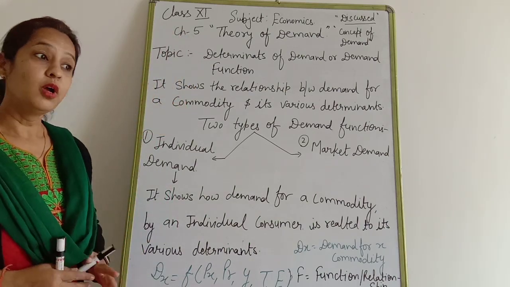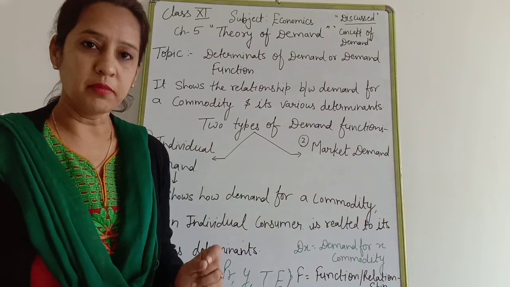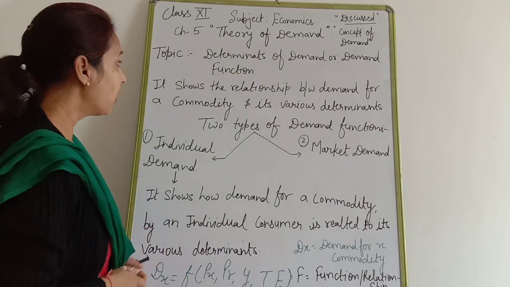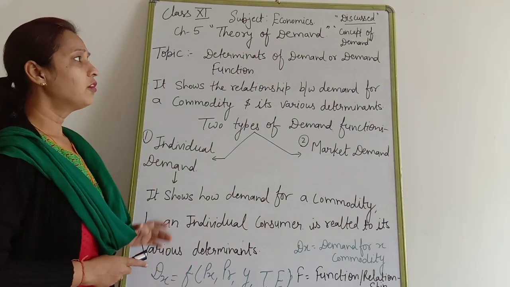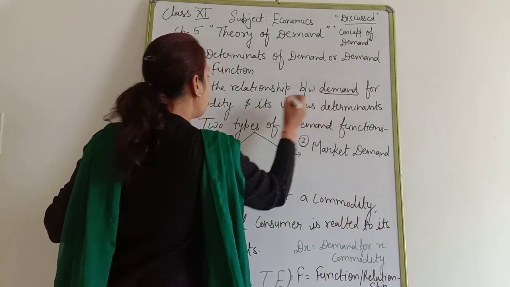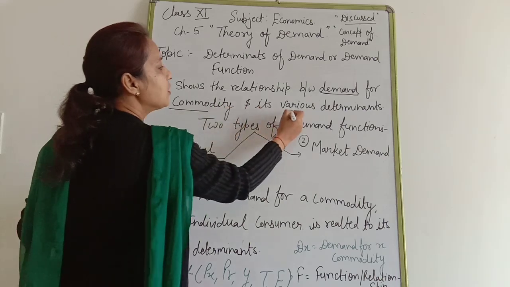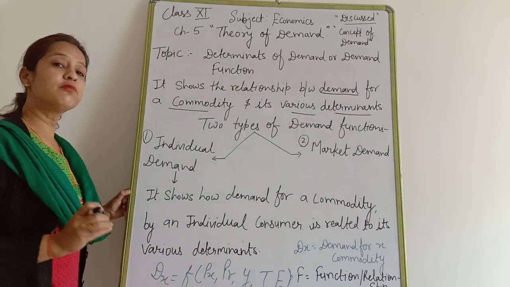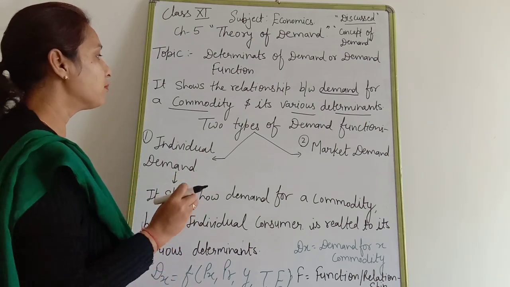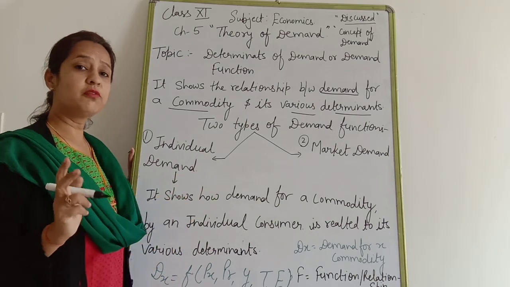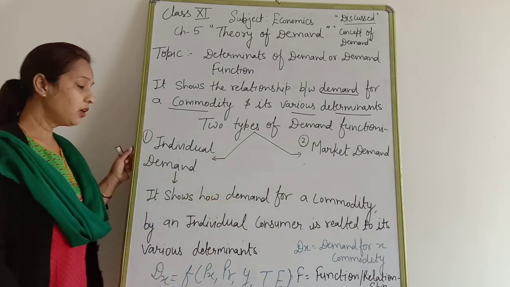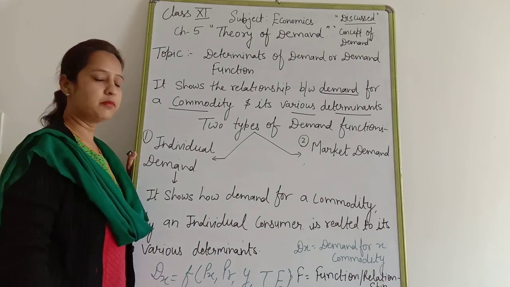Now today we are going to discuss how demand is determined. It means which factors determine the demand. What is the meaning of demand function? It shows the relationship between demand for a commodity and its various determinants. There are two types of demand function, individual demand and market demand. Today we are going to discuss individual demand.